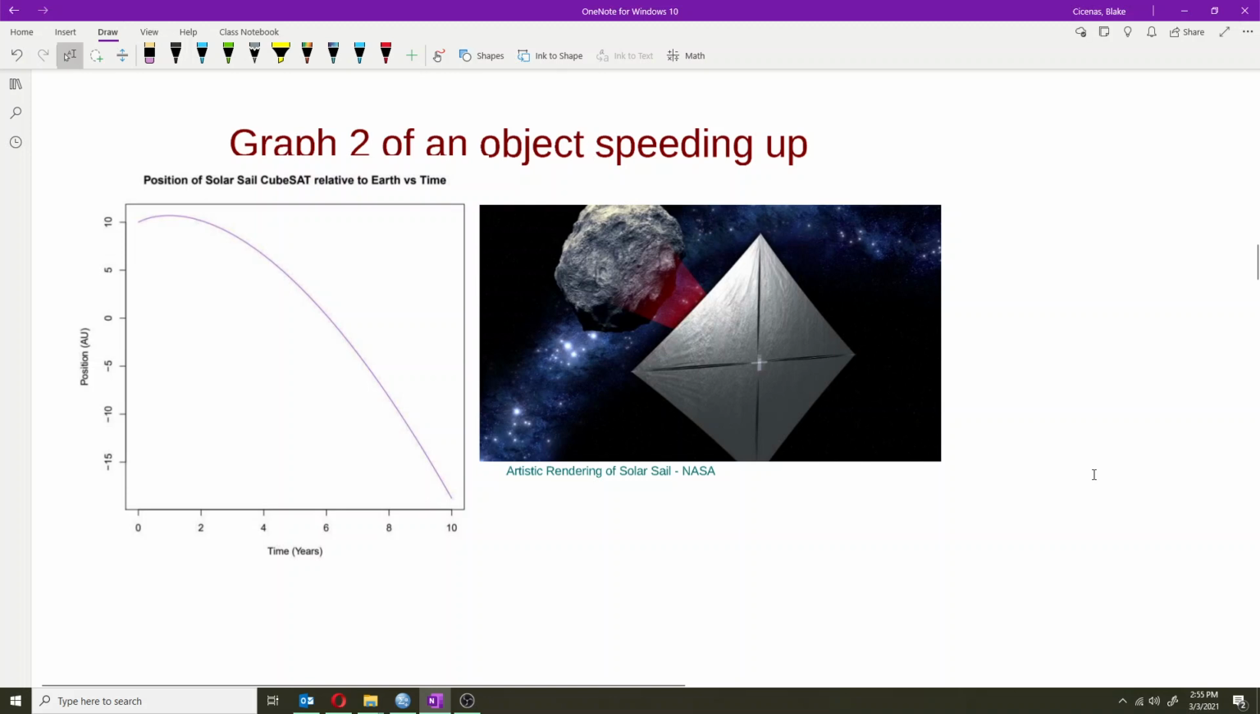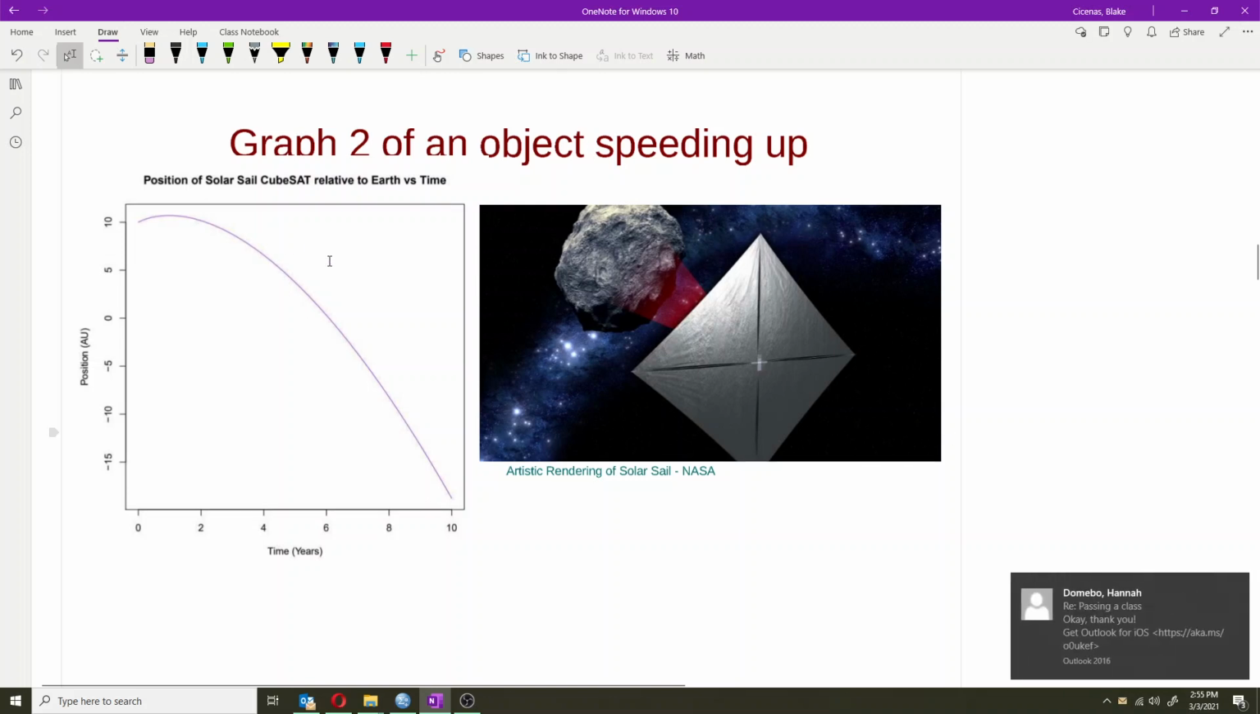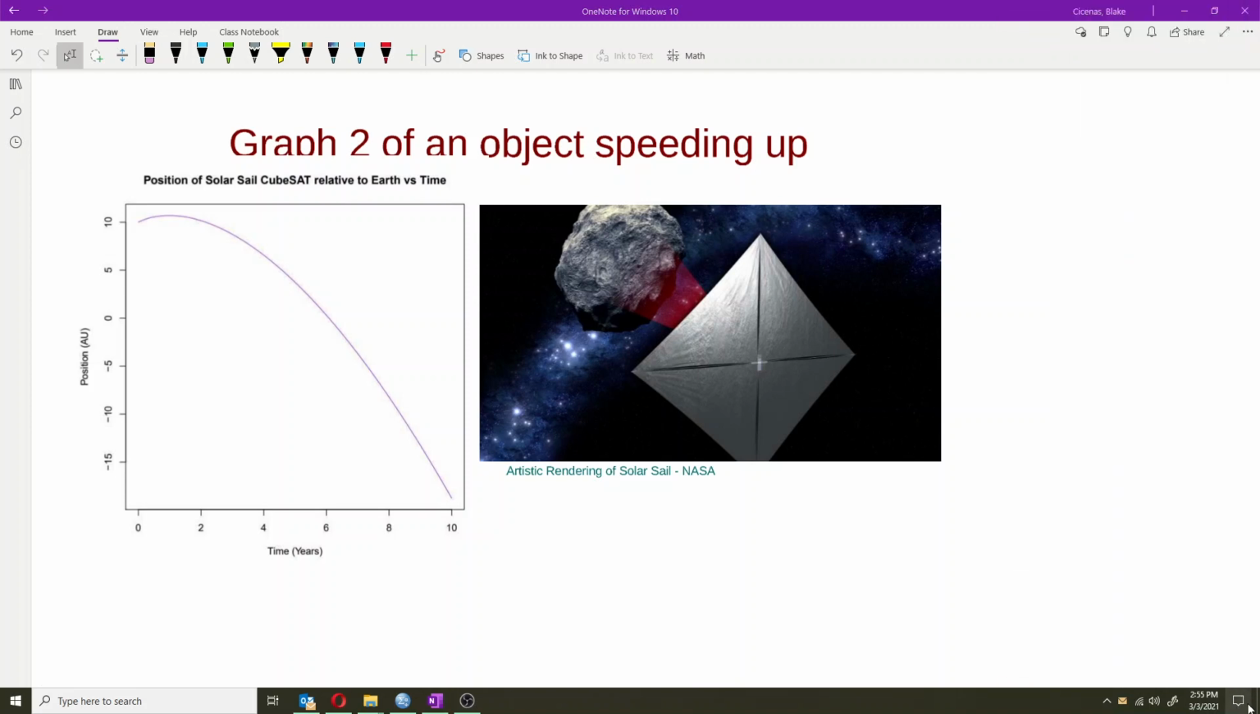Another example of speeding up, and I kind of got cut off there, sorry about that, is this graph right here. I just made up these values, but this is the position versus time in AUs, which are astronomical units. It's not necessary to know this for the class, but I'm just telling you, it's the sun to Earth distance. And so we measure things in the solar system using AUs, astronomical units, because the solar system's huge.